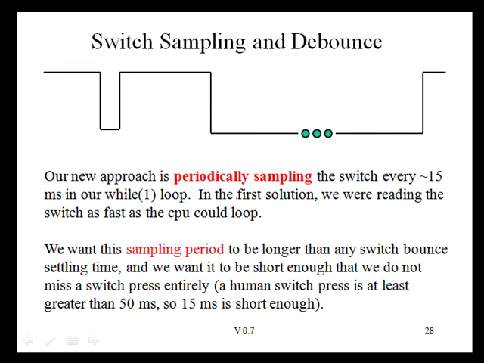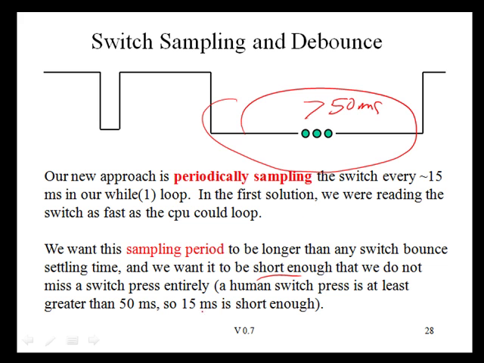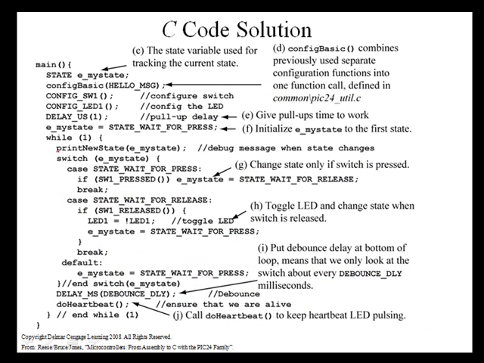So we want the sampling period to be long enough so that if we sample here, the next time that we sample, we're going to skip the false release and see that it's still pressed down. We also want it to be short enough so that we don't miss this stable period. We know that a switch press by a human is going to be greater than 50 milliseconds, so the sampling time of 15 milliseconds is short enough. So let's go back to our example.